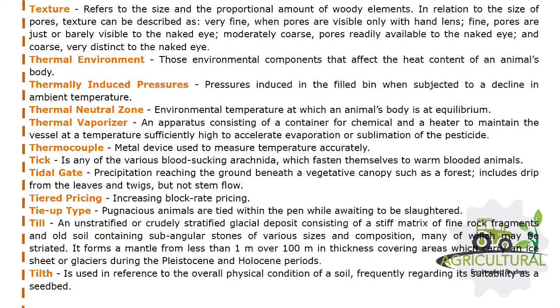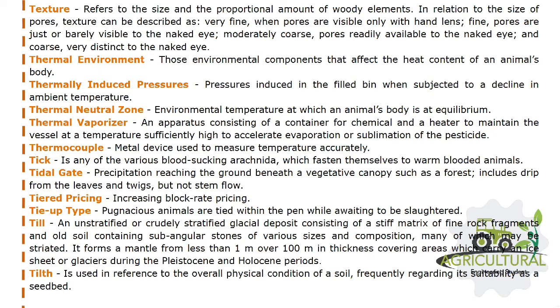In relation to the size of pores, texture can be described as very fine, when pores are visible only with a hand lens; fine, pores are just or barely visible to the naked eye; moderately coarse, pores readily visible to the naked eye; and coarse, very distinct to the naked eye. Thermal environment, those environmental components that affect the heat content of an animal's body.